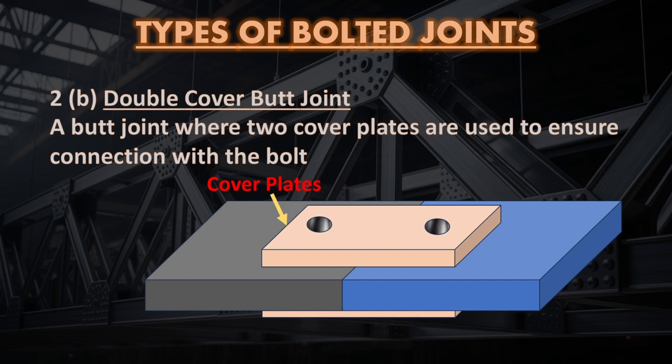A double cover butt joint is a butt joint where two cover plates are used to ensure connection with the bolt.